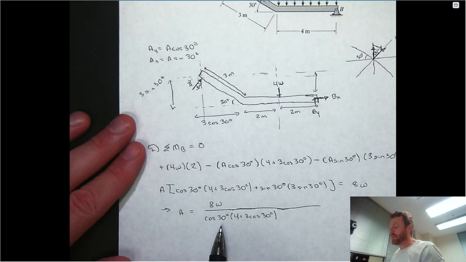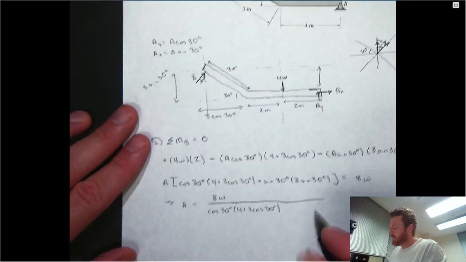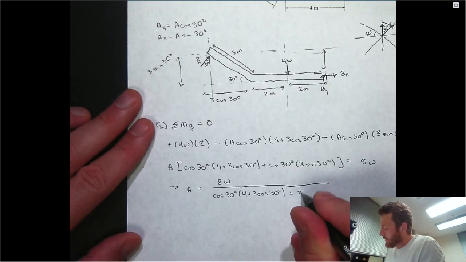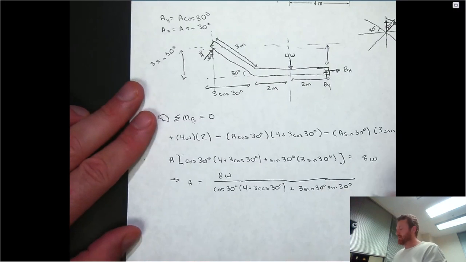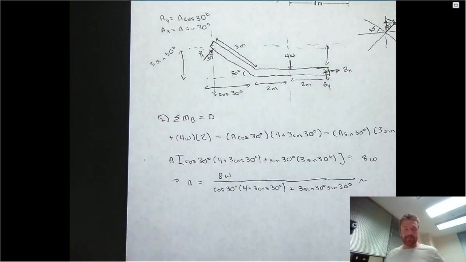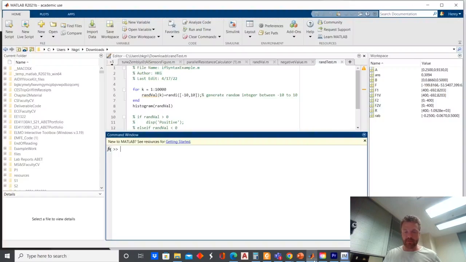This cos 30 was what we needed to do to decompose into x and y components. And then over here, we just got 3 sine 30 times sine 30. You can write it as sine 30 squared, but I like to keep them separate just to make sure that we can have a clear picture of what's going on. So what I need to do is basically get a coefficient for W. So I'm going to take everything that doesn't involve W.